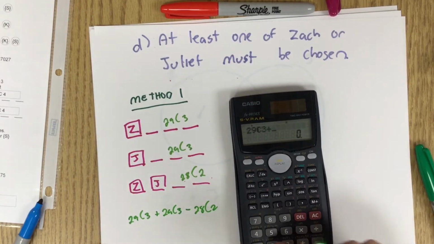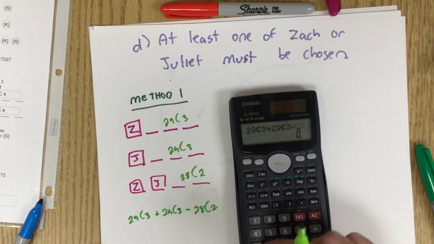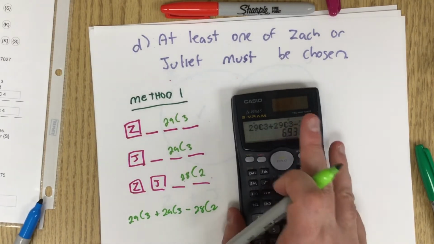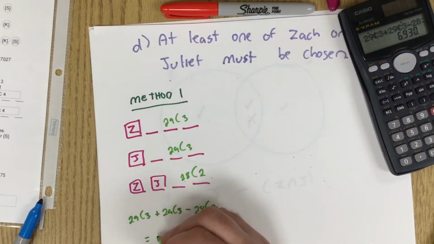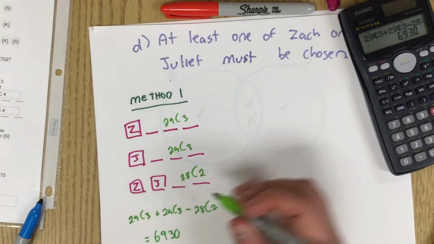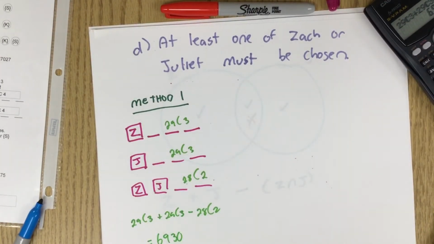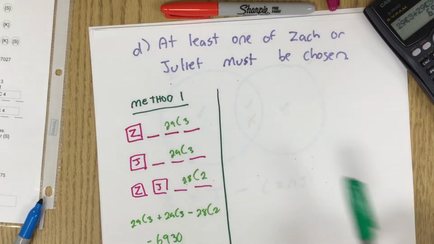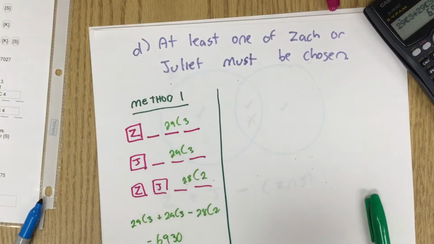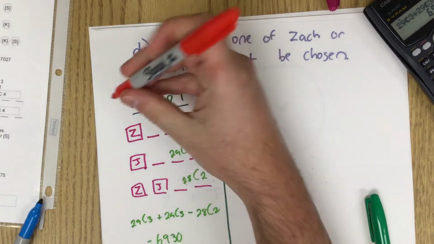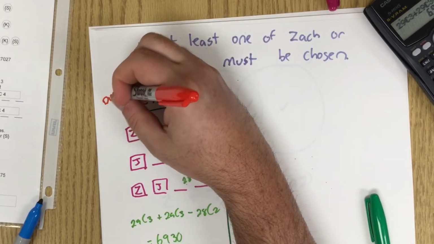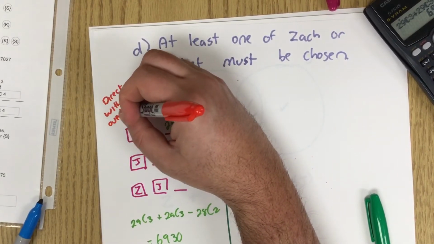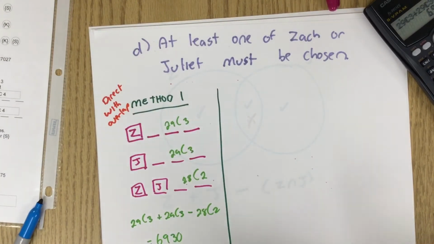So 29 choose 3 plus 29 choose 3 minus 28 choose 2, and it's going to be 6,930. Okay, so that was method 1. If I'm going to give a name to it, method 1 would be direct with overlap.